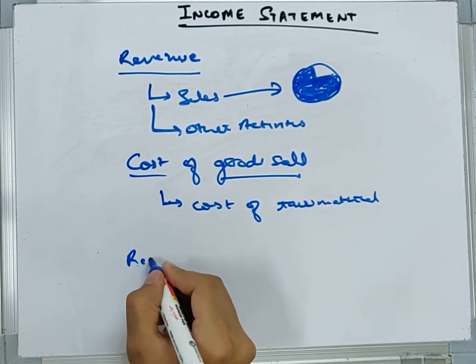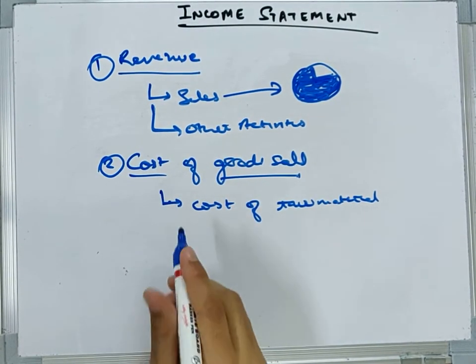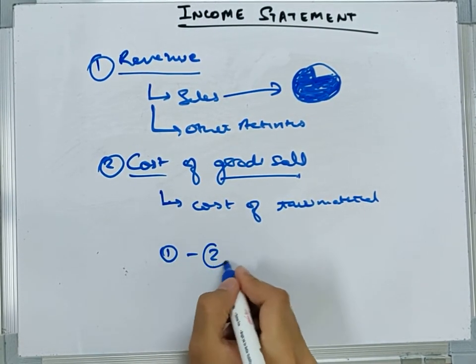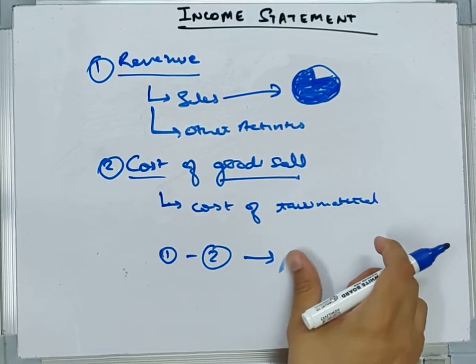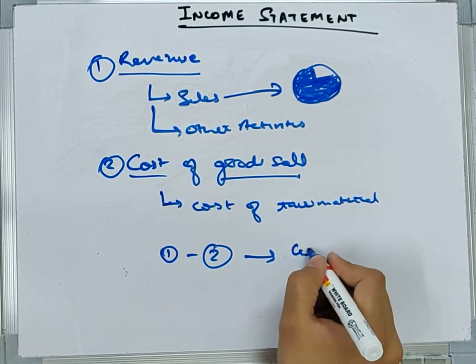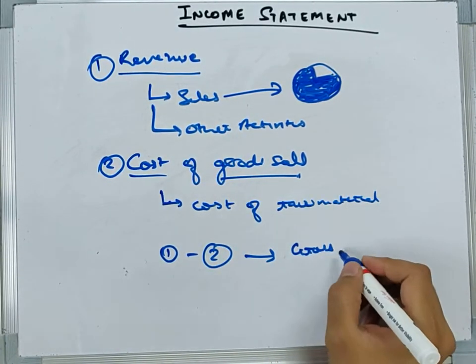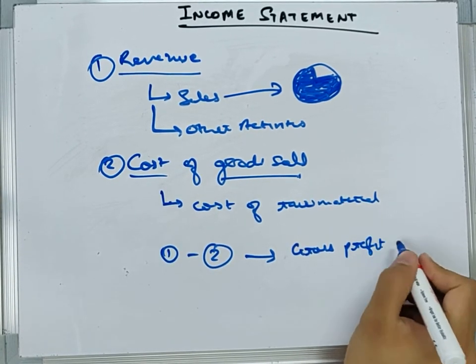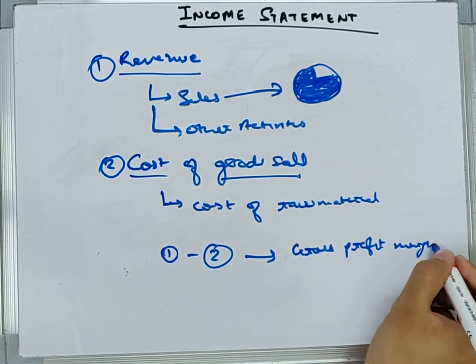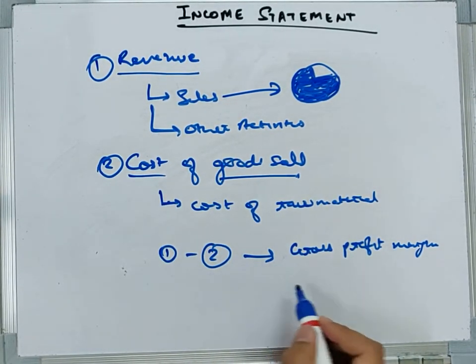Now, revenue minus cost of goods sold gives you the gross profit. Revenue is known as top line and revenue growth is known as top line growth. And this will be the gross margin.